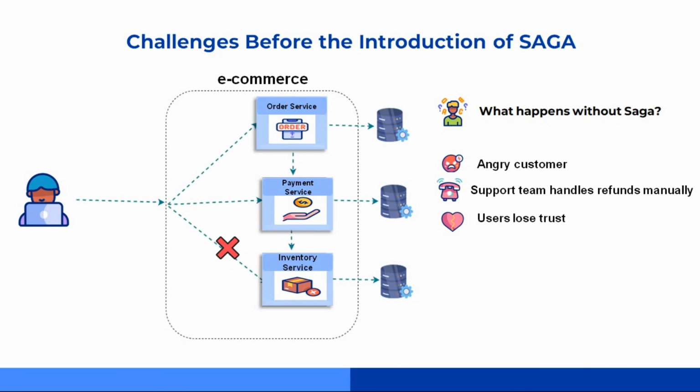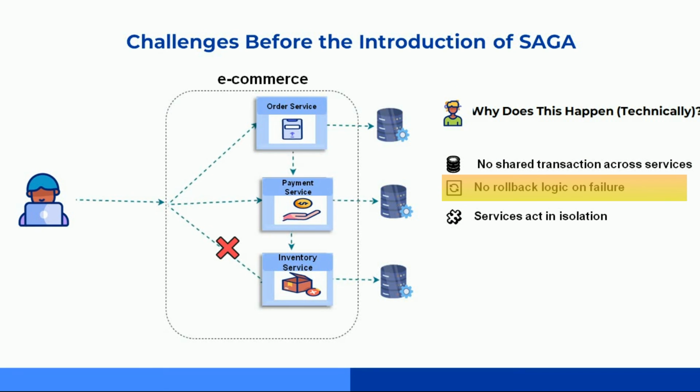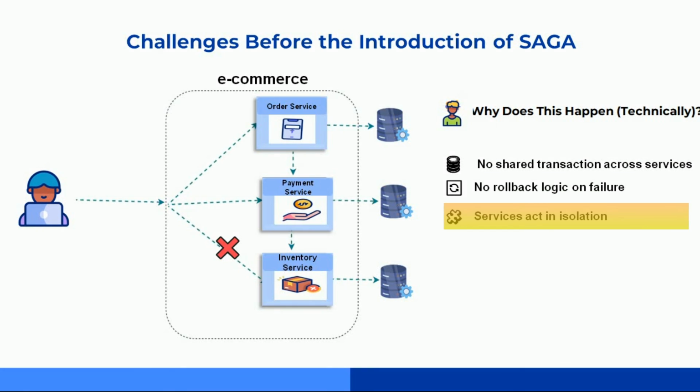So why does this actually happen technically? Well, in microservices, each service has its own database, totally separate. There's no big global transaction holding everything together. So if one step fails, there's no built-in way to roll back what already happened. Each service is just doing its own thing, acting in isolation with zero coordination: no shared transaction across services, no rollback logic on failure, services acting in isolation.